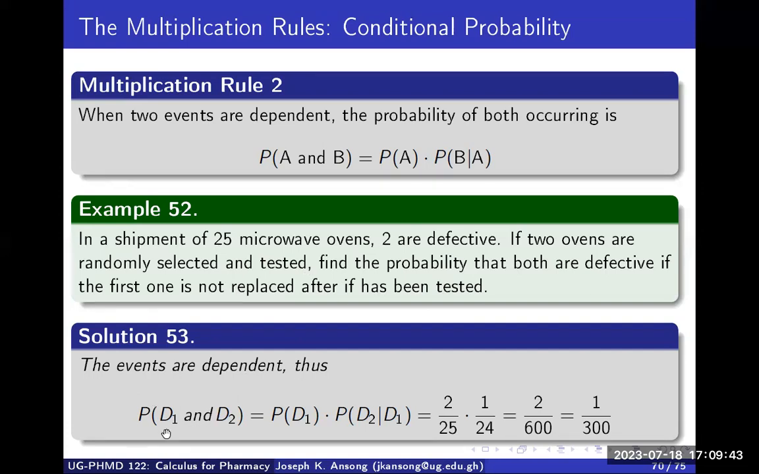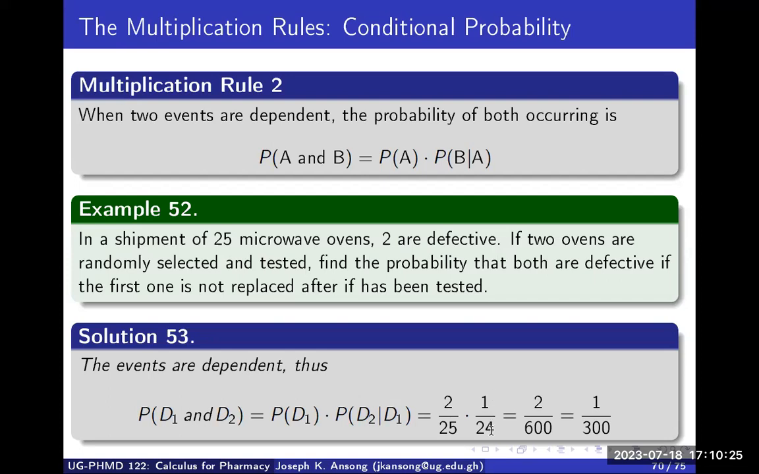Okay. So the probability of the first one being defective and the probability of the second one being defective. You find the probability of the first one being defective, multiply by the probability of the second one being defective, given that the first one was already defective. The first one is easy. There are 2 microwaves which are defective, so that probability is 2 out of the total, so 2/5.